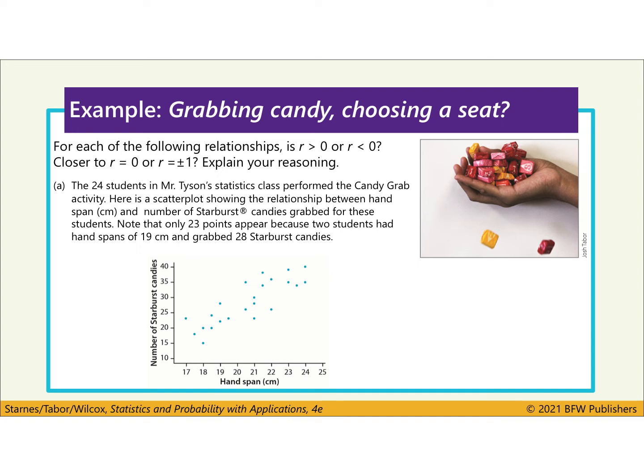Okay, so go back to our thinking about our candy grab example. This isn't our data. This is the data from Mr. Tyson's statistics class. There are 23 points because 2 students had hand spans of 19 and grabbed 28 Starburst candies. They were assumed to be outliers. I think Marlene was our outlier with her fingernails.